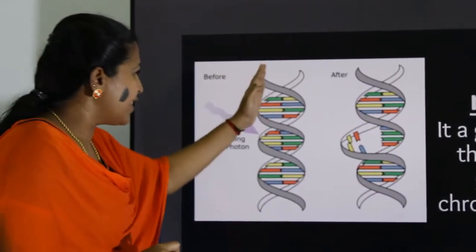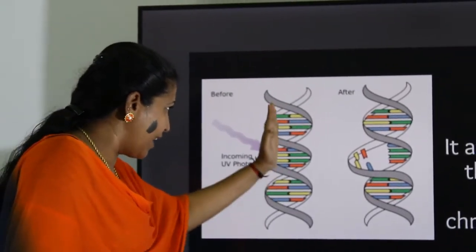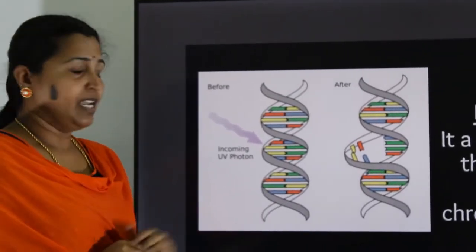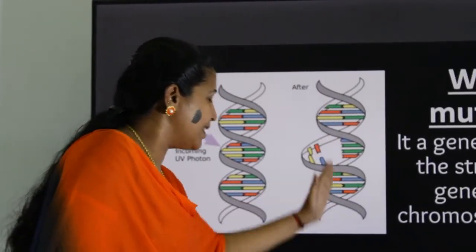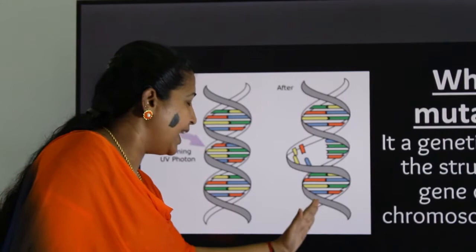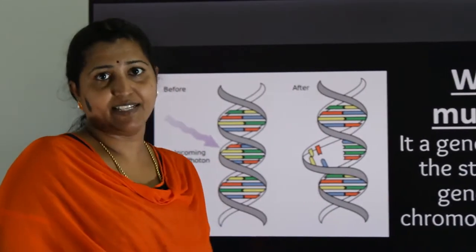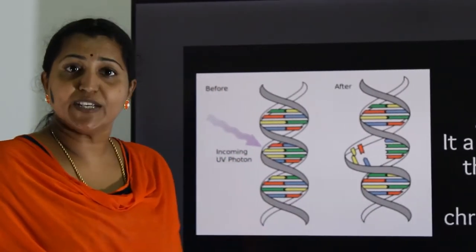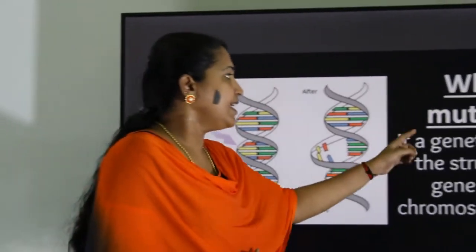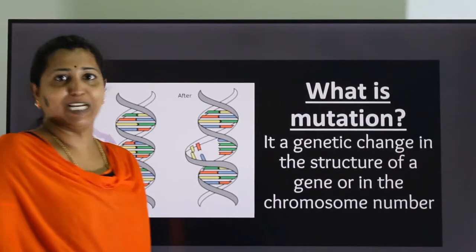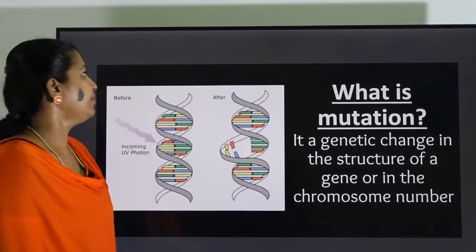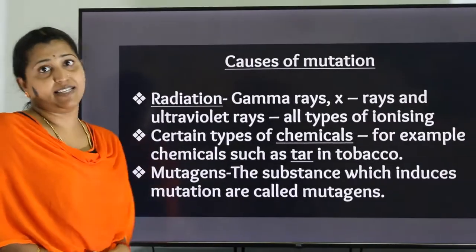When you look at this picture, you can see very clearly. Before the mutation, we can see all the nucleotide bases are arranged in order. But after mutation, we can see there was some disturbance in the arrangements. And this is mainly caused because of mutation. Is it clear? Once again, what is mutation? Mutation is a genetic change in the structure of a gene or in the chromosome number. Clear?